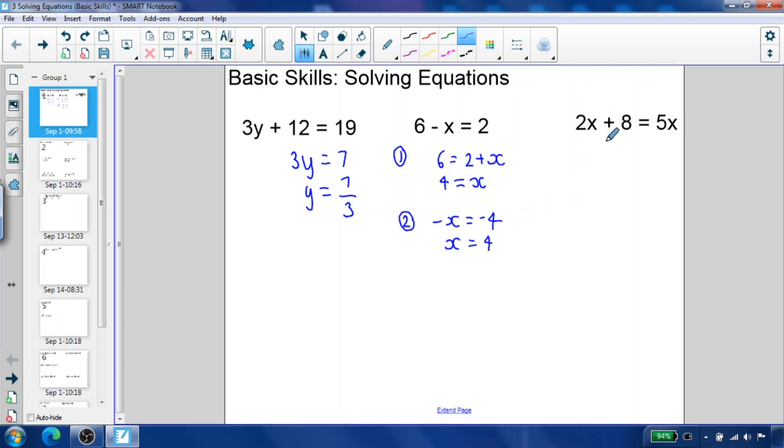Let's move to this one. We've got an unknown on both sides. So for this one, I'm going to move the 2x to the 5x because this is larger, so it will avoid me having a negative x. So minus 2x from both sides, I'm going to be left with 8 is equal to 3x. Now I want to divide by 3 on both sides, so x is equal to 8 over 3, and then we're done. By all means, you can start changing that, so you can write it as x is equal to 8 over 3.